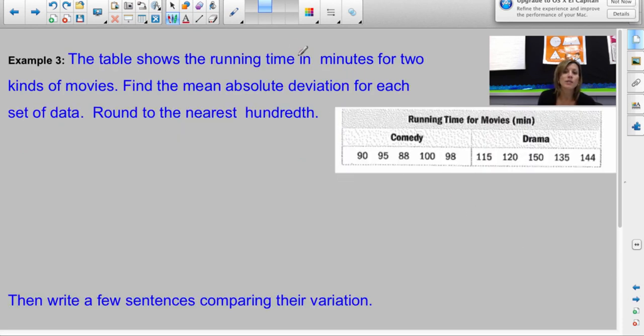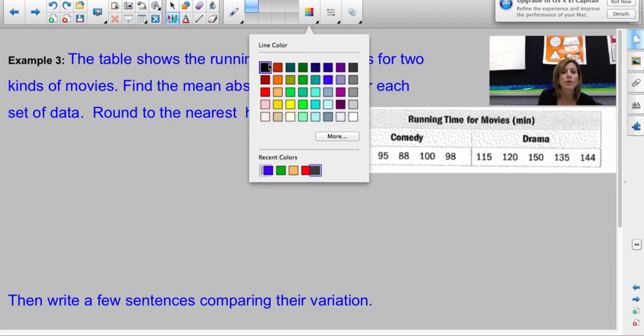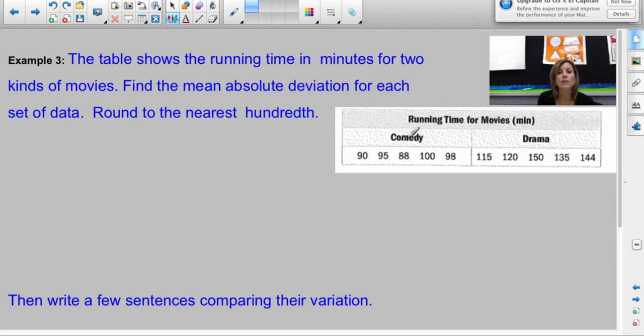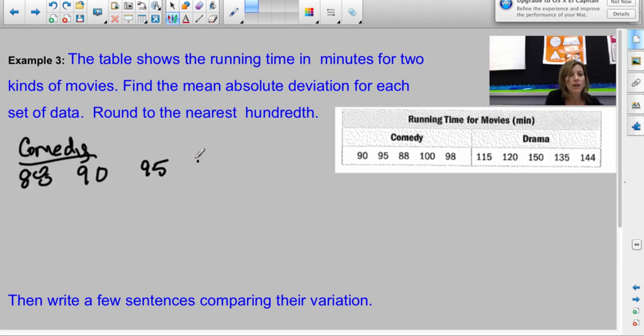So in this example, we still have 10 points, but we're now looking at the running time for movies. We're going to have a comedy section and a drama section. So for the comedy section, sorry, I got data worked all out. We've got the 88 minutes, and then we've got 90, 95, 98, and 100. So when I add all that up, I got a total of 471 minutes divided by 5, which was a mean of 94.2.